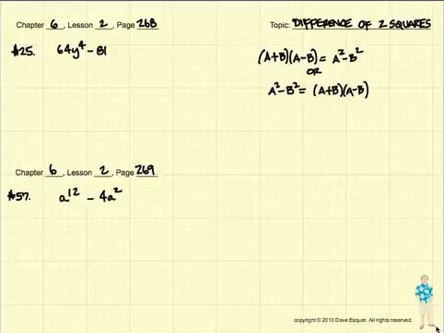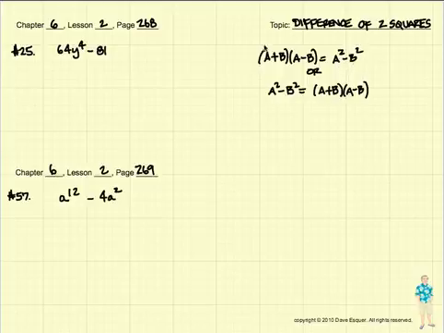Good morning. Chapter 6, Lesson 2 is on page 268 and page 269. We're going to be doing the difference of two squares, and from Chapter 5, we're going to look over here on the right-hand side. We had this shortcut for (a + b) times the quantity (a - b). And we came up with that shortcut where all it was a squared minus b squared.